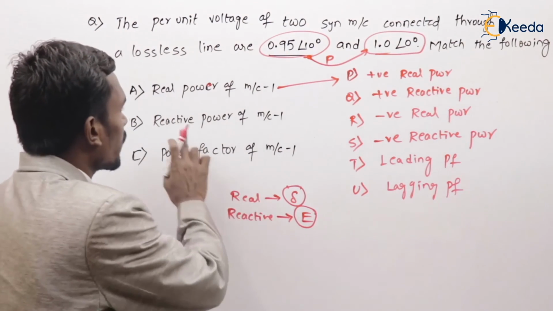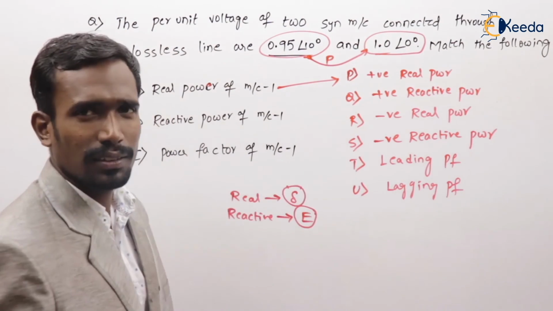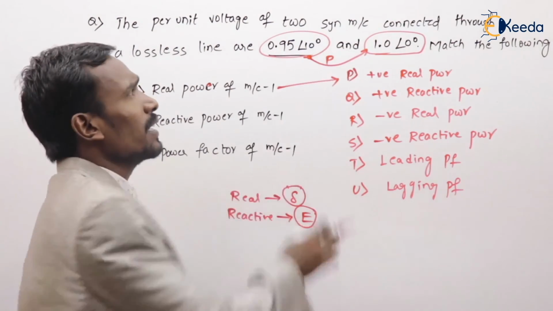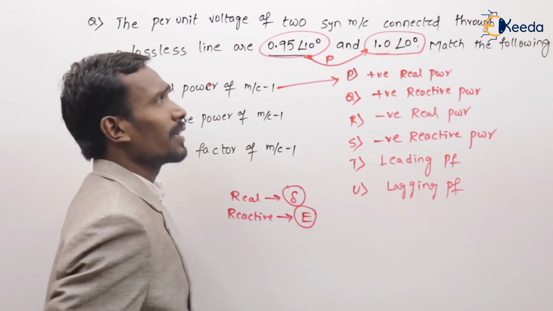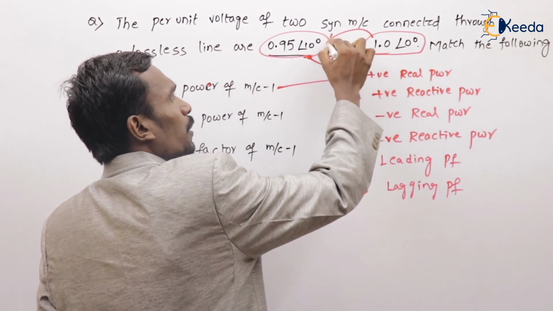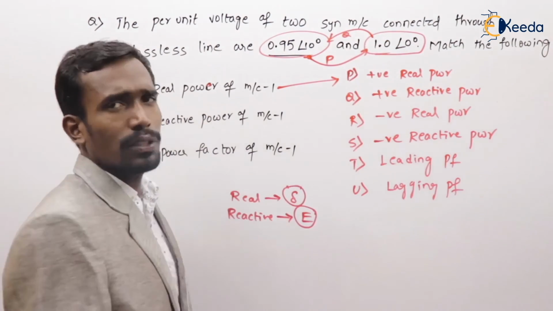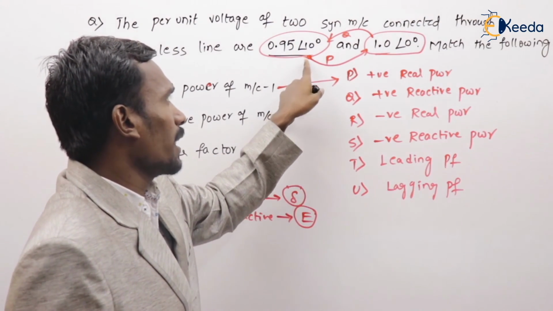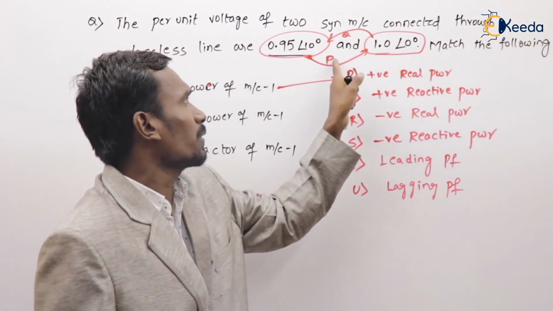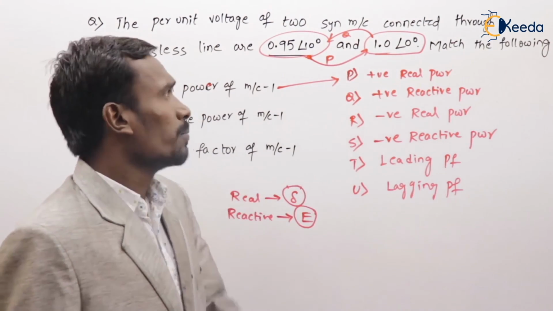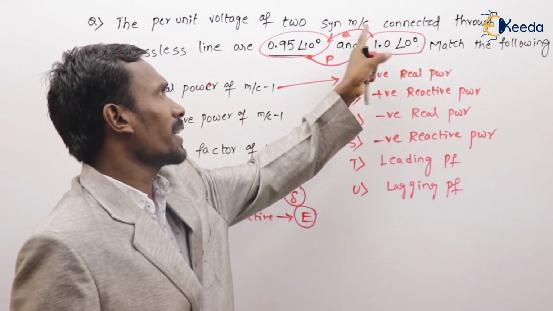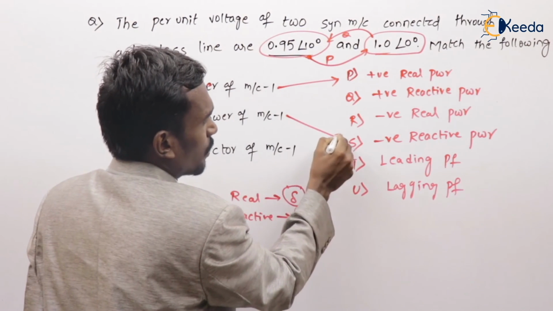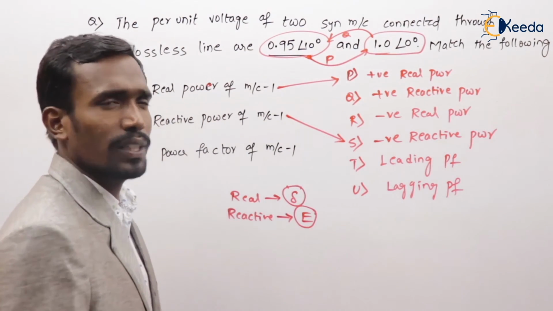Right. Next one. Reactive power of machine 1. Reactive power depends on excitation or EMF. This is less, this is more, so the reactive power flows from 2 to 1. Here the real power flows from first to second, that's why P is positive. But the reactive power flows from second to first, that's why the reactive power of the first one is negative.